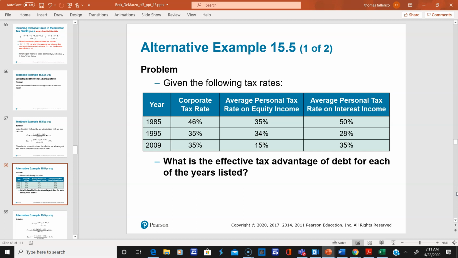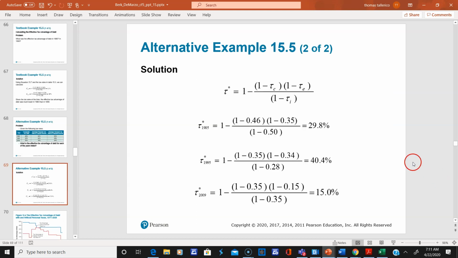All right, so here's another example, given the following tax rates, what is the effective tax advantage of debt for each of the years listed? And I just want you to plug into the equation. So you just plug those numbers into the equation 3 times, and you can see in 1995 the tax advantage of debt was extremely high, compared to the other years.